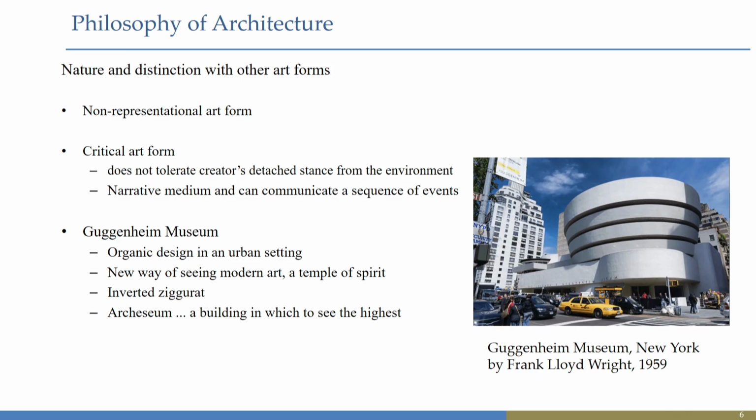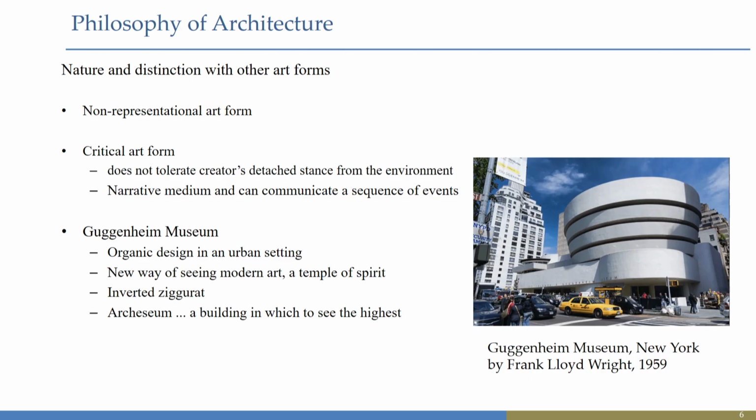The next point is critical art form. Now, what is a critical art form? It says that it does not tolerate the creator's detached stance from the environment. Alright, now what does that mean? This means that architecture is a building, and a building is for a certain purpose. Now, if the architect takes a detached view that it does not matter where the building is, who it is for, or what purpose it serves, and I will create a building simply because I want to create it in a certain way.